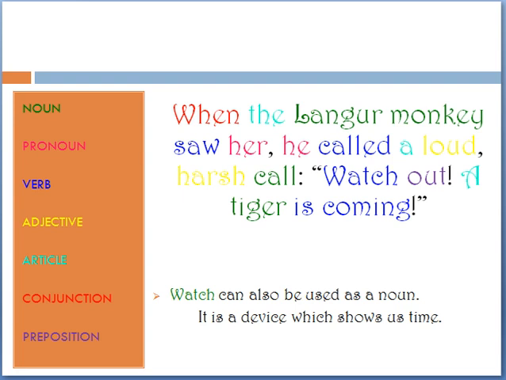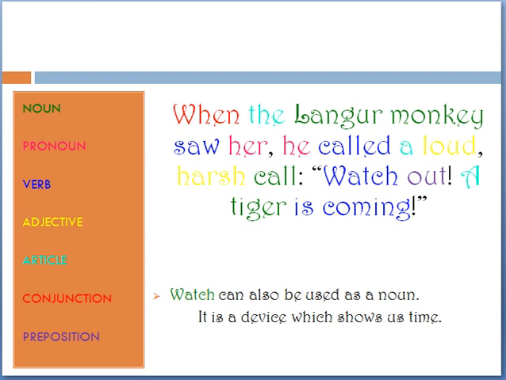When the langur monkey saw her, saw is seeing. Saw is a past form of see. Seeing is an action. It is a verb. It is a do word. So it is a verb. Saw her. Her is, whom are we talking about? We are talking about the mother tiger. So instead of writing mother tiger, we have chosen to write the word her. So the word we use as a replacement of a noun is called a pronoun. So her is a pronoun.